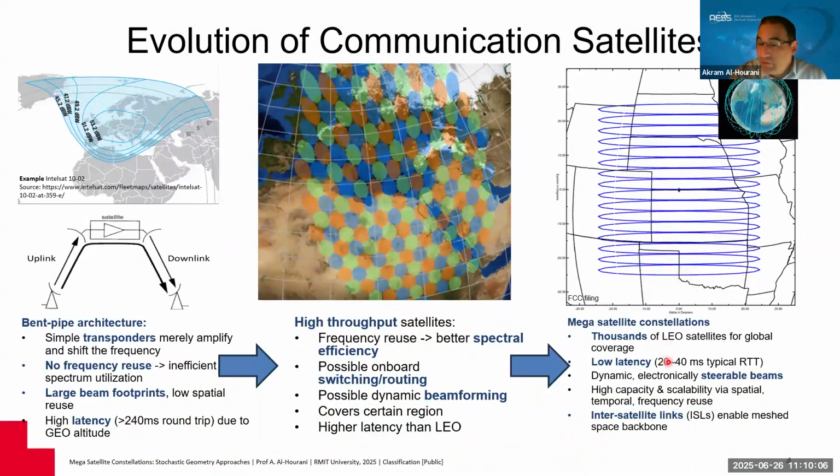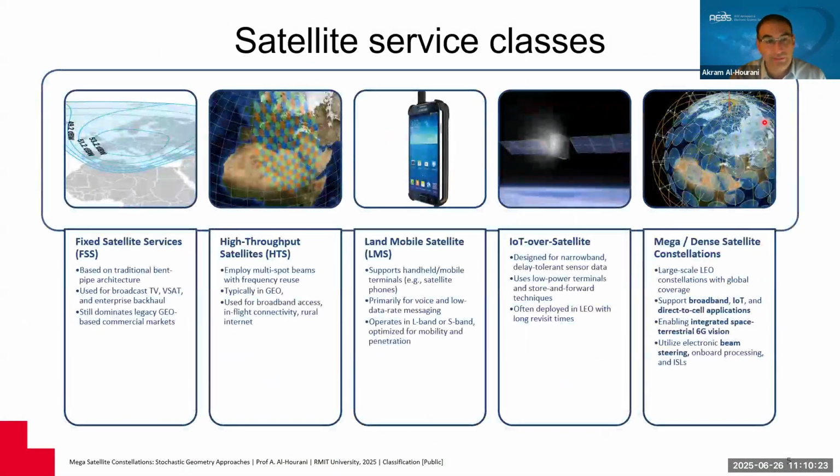These satellites are much closer to Earth, so we're expecting much lower latency of about 20 to 40 millisecond round trip time. Also, these satellites can be connected to each other, which is called inter-satellite links, which provides much faster internet. We'll dive into more depth in the next couple of slides.